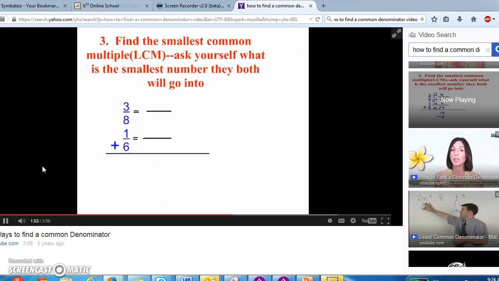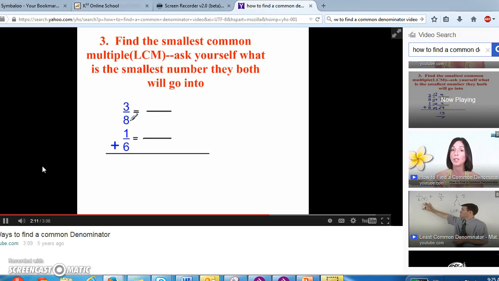The third way is to look for what we call the smallest common multiple, also called the least common multiple, or LCM. Ask yourself, what is the smallest number they both will go into? I like to count by bigger numbers. 8. 6 doesn't go into 8.